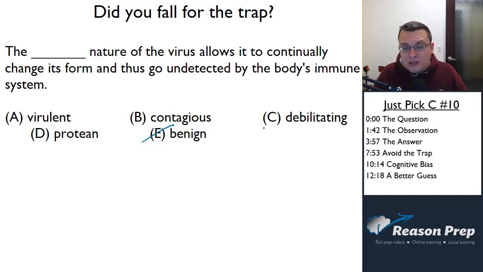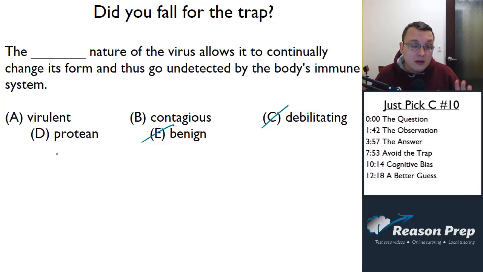We might also be able to get rid of debilitating, because debilitating means to weaken. And while that is negative, it doesn't really make sense in this context. We're not talking about how the virus can weaken or cause someone to fall ill or lose their strength. We're talking about how the virus itself can change forms. So let's get rid of those two. Maybe you picked one of those and maybe you still fell for the same issue. But let me get into more detail on these three choices especially.